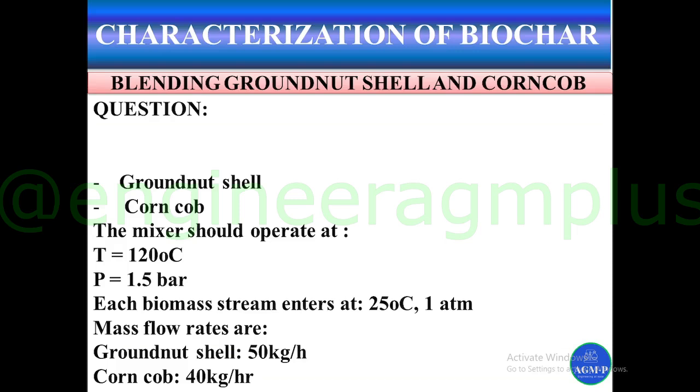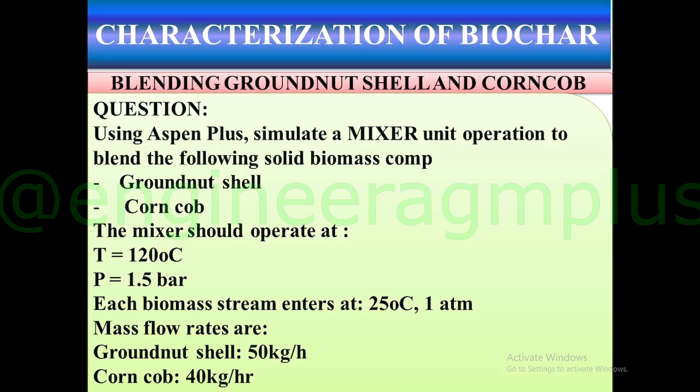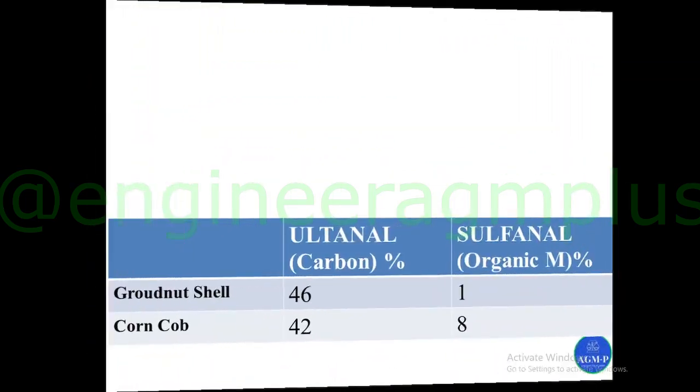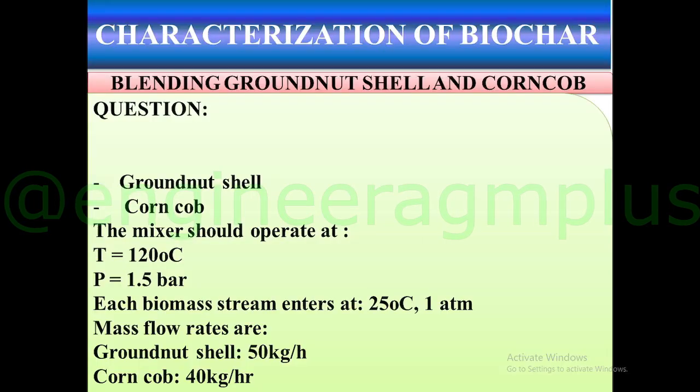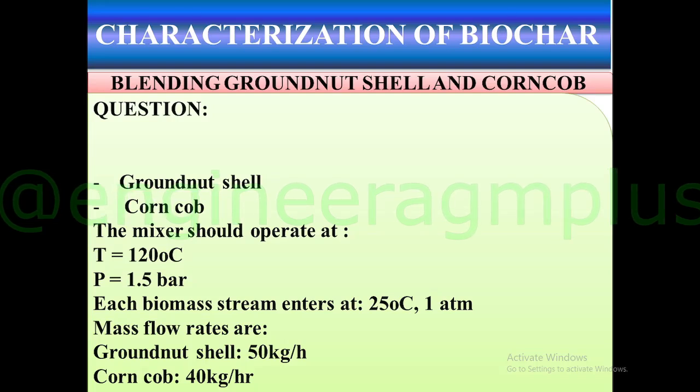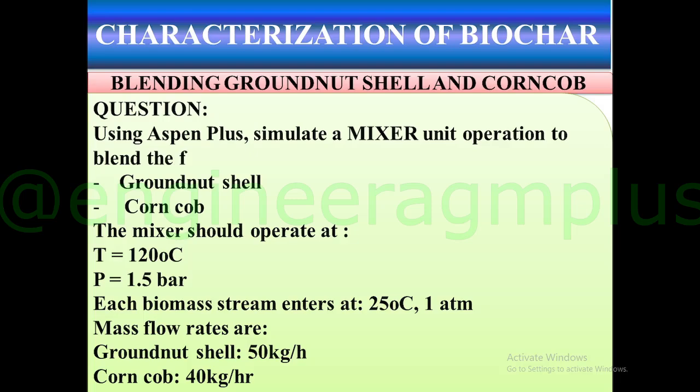Blending Groundnut Shell and Corncob. The question is: using Aspen Plus, simulate a mixer unit operation to blend the following solid biomass components: Groundnut Shell and Corncob. The mixer should operate at a temperature of 120 degrees Celsius and at a pressure of 1.5 bar. Each biomass stream enters at 25 degrees Celsius. The mass flow rates are: the Groundnut Shell should be 50 kg per hour, and the Corncob should be 40 kg per hour.